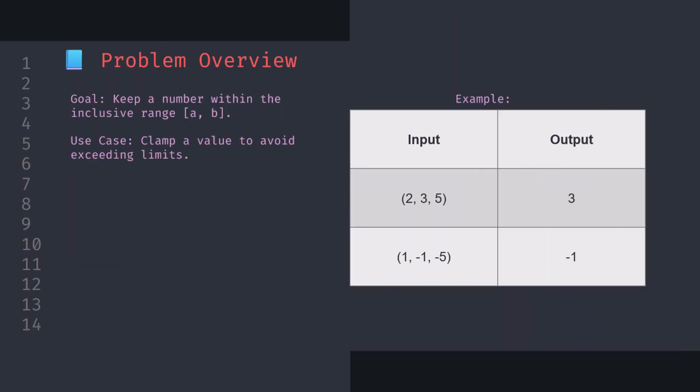The goal is simple. If the number is inside the range, we return it as is. If it is smaller than the lower boundary, we return the lower limit. And if it is larger than the upper limit, we return the upper one. This keeps values controlled and within safe bounds.